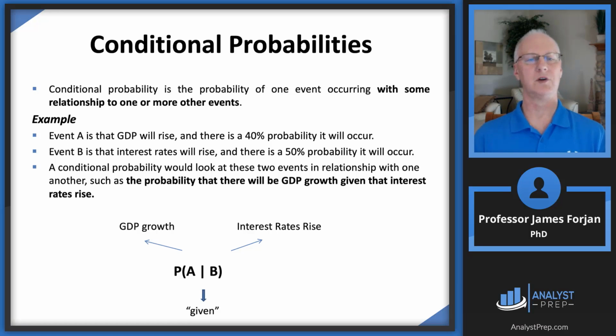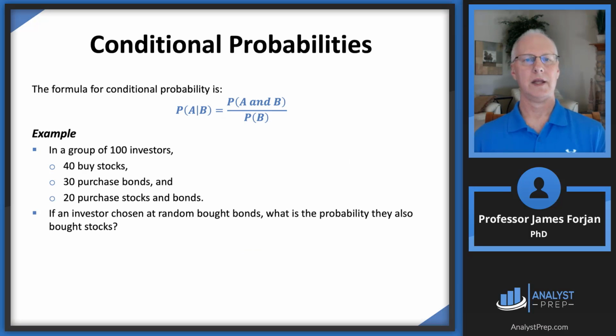All right, so a conditional probability is going to look at these two events in relationship to each other. What we're going to do is ask the question, what is the probability that there will be GDP growth, which, like I said, has a 40% chance, given the 50% chance that interest rates are going to rise? And here's the formula for computing conditional probability, and it's relatively simple.